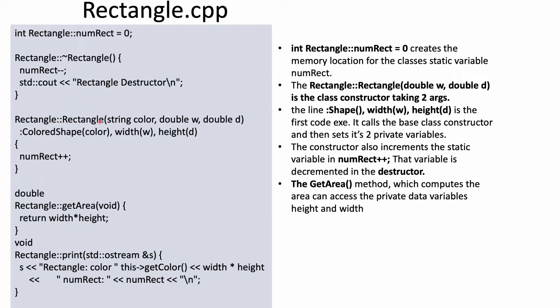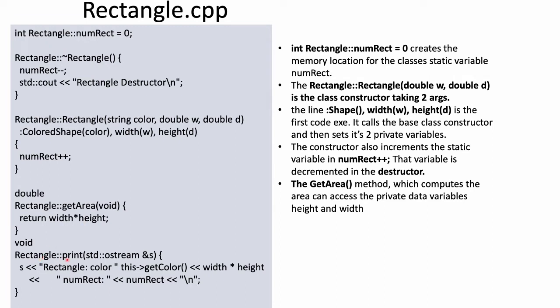Now we have our constructor. It takes a color in a string and the width and the height in two doubles. This is where we pass that color to the constructor. So here we're invoking the ColoredShape constructor with that string. If you go look at the colored shape, it took a color in the constructor. This is how we pass it. Then we have the width and the height. We're setting the width variable and height variable equal to w and d, and then we increment the number of rectangles. We have the getArea method, which just returns the width times the height.